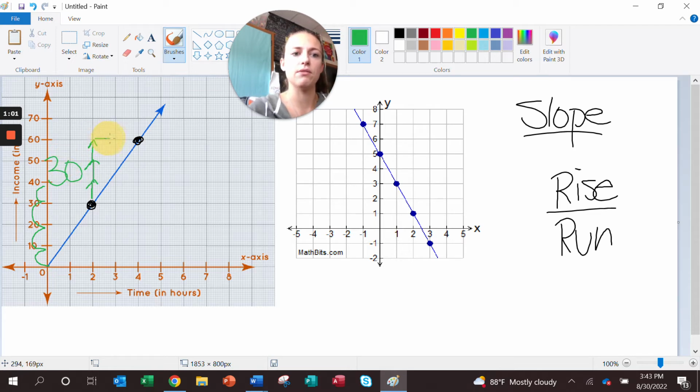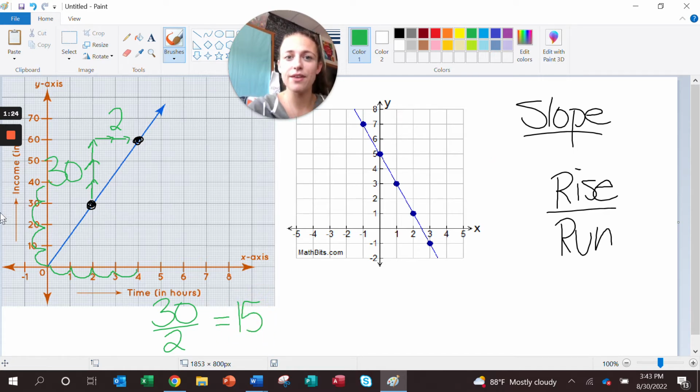Then over here, my run is 1, 2. This axis is counting by ones since every jump is adding 1. Therefore, going 2 to the right would be 2. I can write this as a 30 over 2. I can also simplify it to 15.